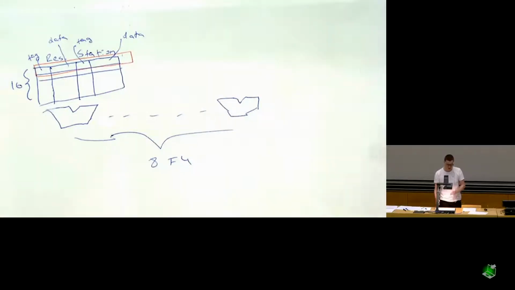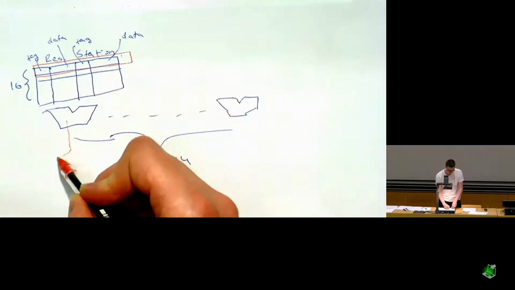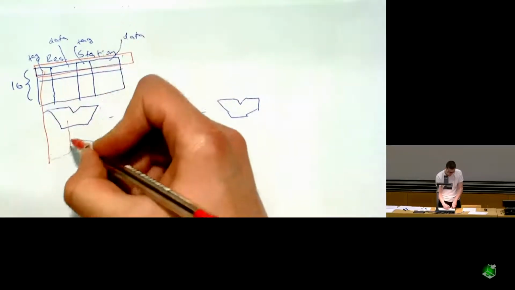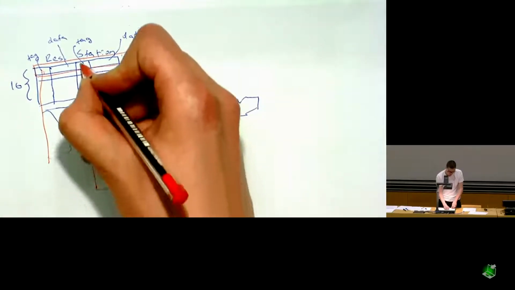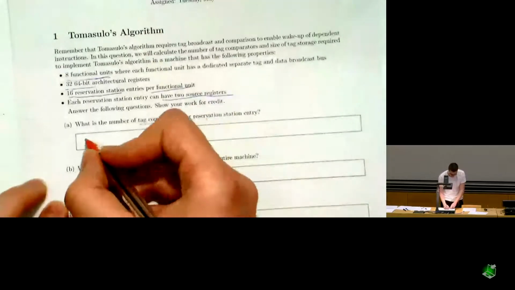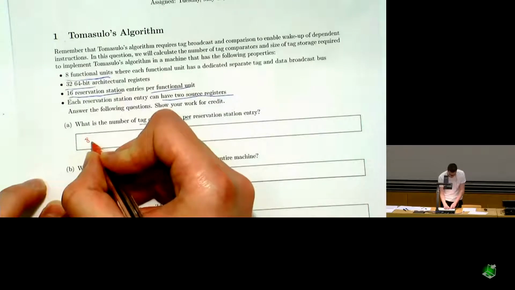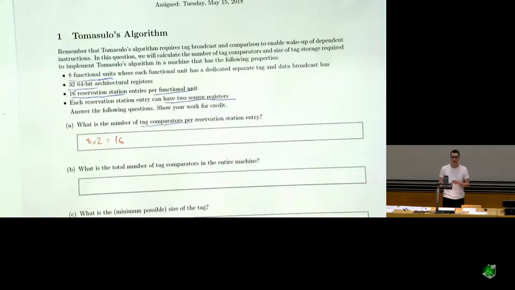Is it clear? So the result coming out from this functional unit will be compared against this tag and this tag. Same for this functional unit, so it will need to be compared against those 2 tags. And the same is true for all functional units. Basically, we'll need 2 comparators per functional unit. Then the answer is 8 by 2, which is 16 tag comparators per reservation station entry. Okay, is it clear?